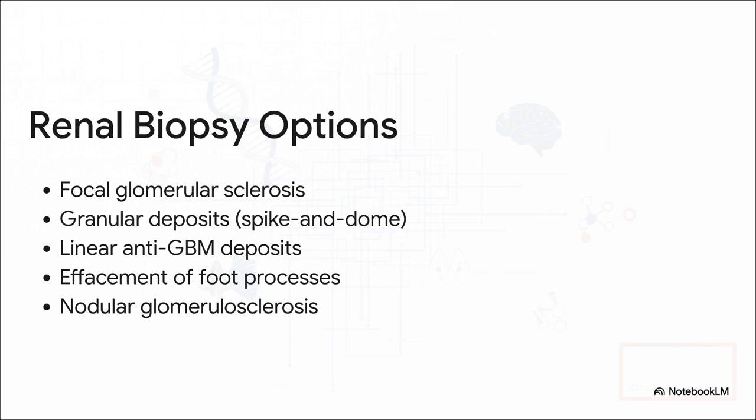This perfectly validates option B, granular deposits of IgG and C3 with a spike and dome appearance. This is the definitive pathological finding for secondary membranous nephropathy, driven by his underlying solid organ malignancy.